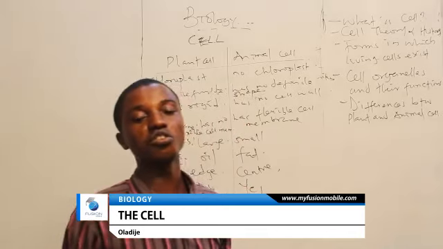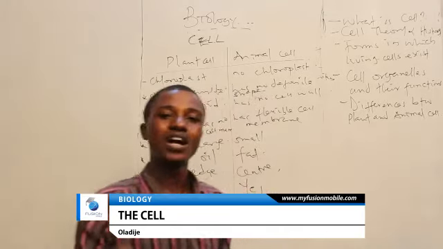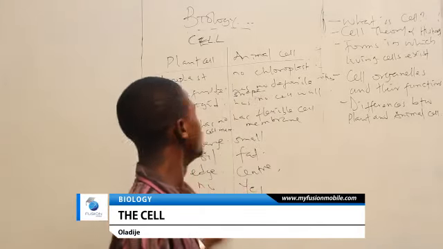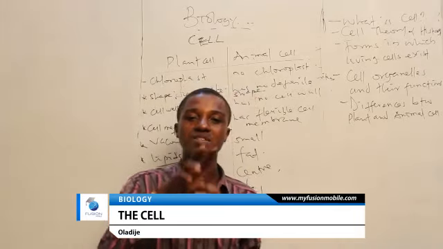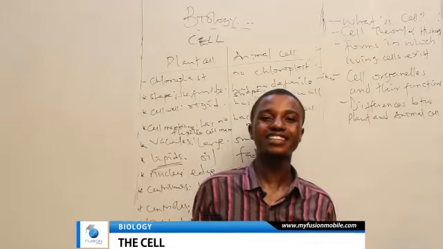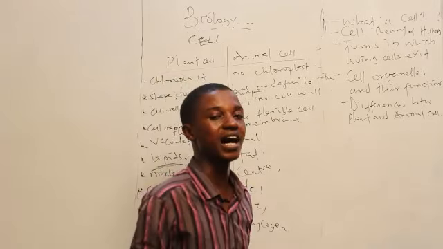Centrioles and centrosomes are absent in plant cell, while they are present in animal cell. And for the nucleus, it is positioned at the edge of the cytoplasm in plant cell, while it is positioned at the center in animal cell.